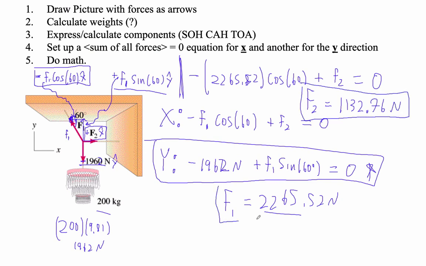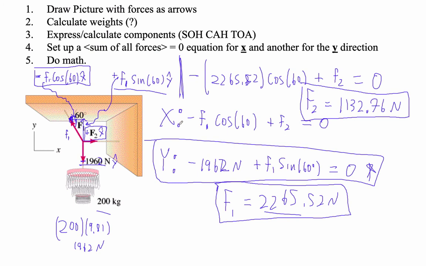So now we've got both answers. But just for fun, let's double check this. Let's check our formula here: the opposite of 1962 plus F1, which is 2265, times sine of 60, that should equal 0 when I hit the enter button. And it's like times 10 to the minus 7, so that worked.